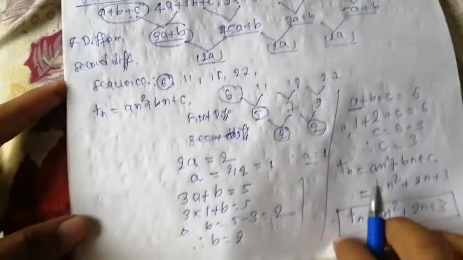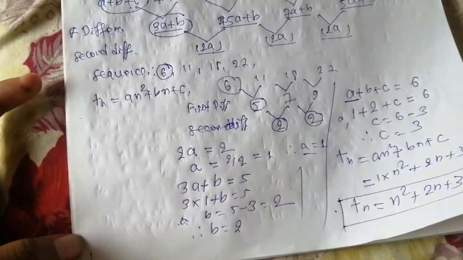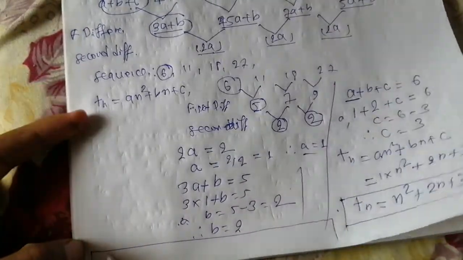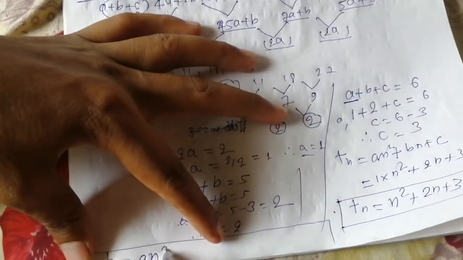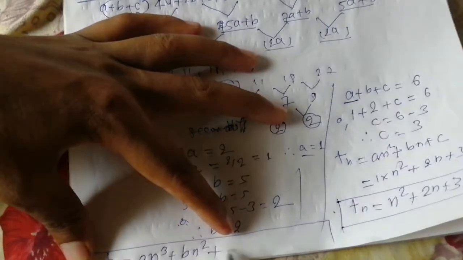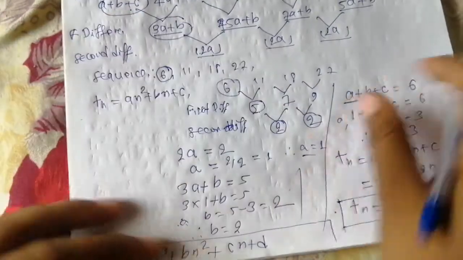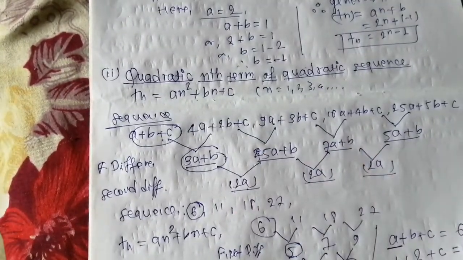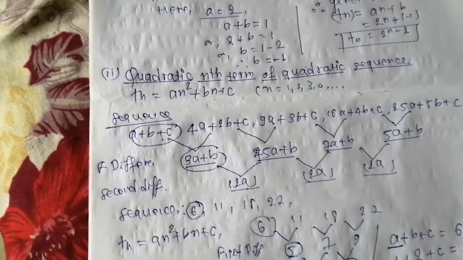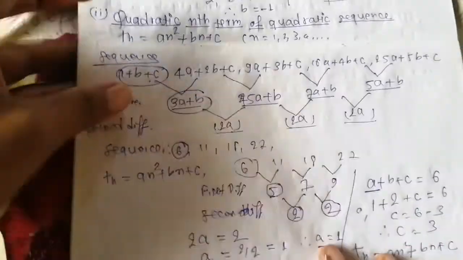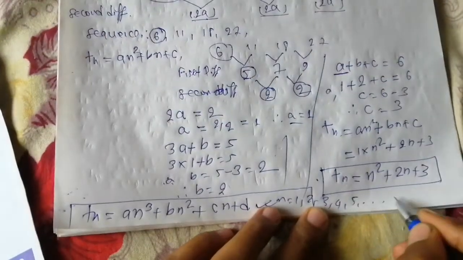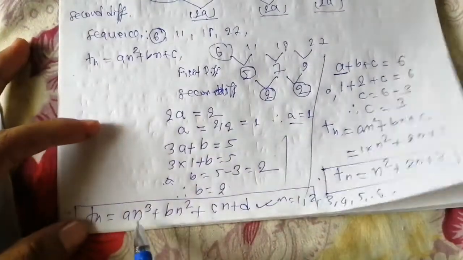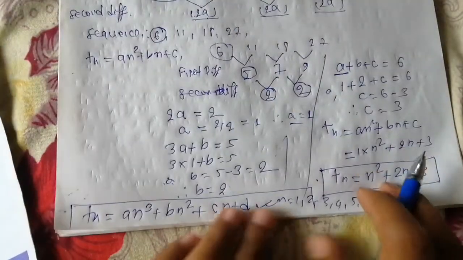We can also find what will be tn is equal to an cube plus bn square plus cn plus d. So for this, similarly calculate in this way. Put n is equal to 1, 2, 3, 4, 5, 6. So what will be the sequence and what will be the formula?